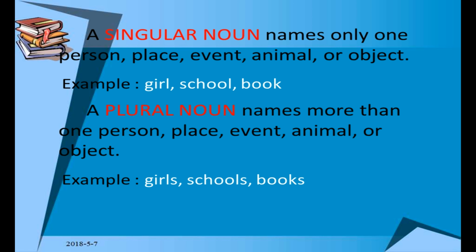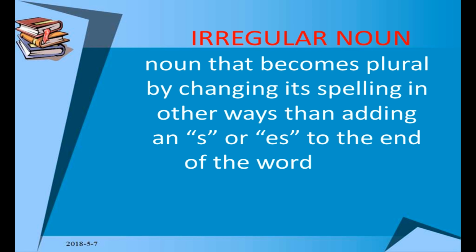What is a singular noun? A singular noun names only one person, place, event, animal, or object. Example: girl, school, book. While a plural noun names more than one person, place, event, animal, or object. Example: girls, schools, books.